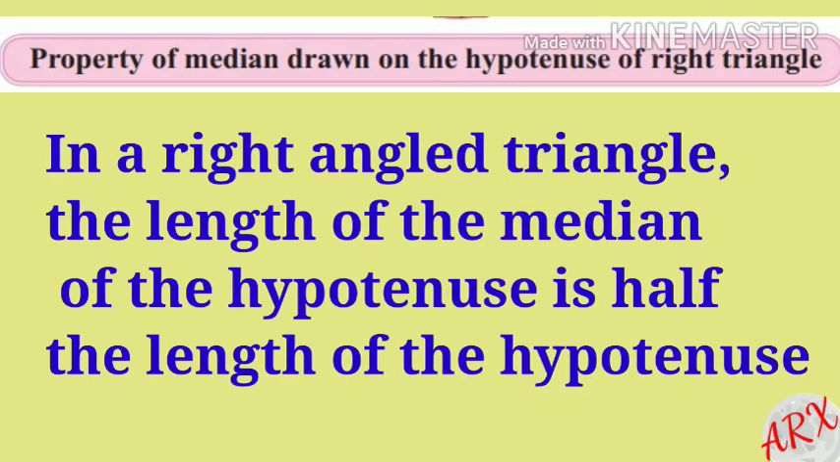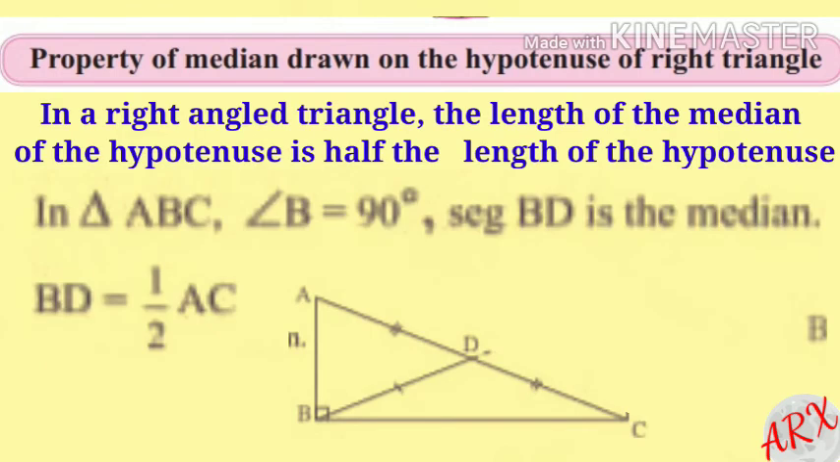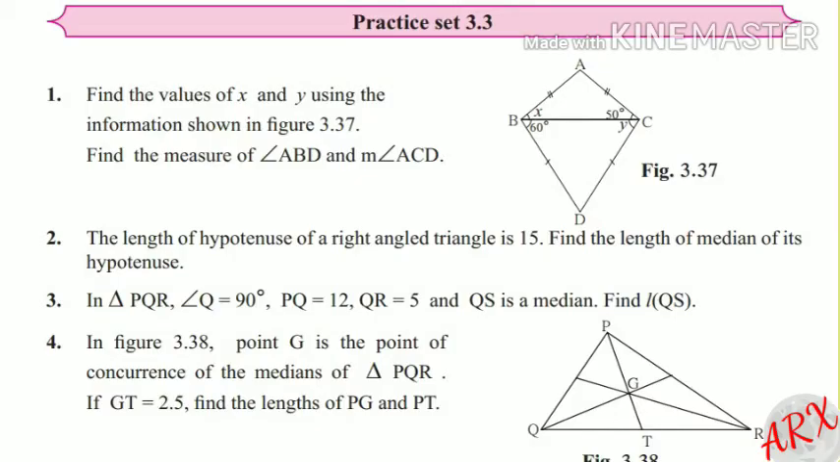Now we will see the property of the median drawn on the hypotenuse of a right angle triangle. It states that in a right angle triangle, the length of the median on the hypotenuse is half the length of the hypotenuse. For example, in triangle ABC, angle B equals 90 degrees, segment BD is the median, therefore BD equals half of AC. Now we will move on to practice set 3.3.